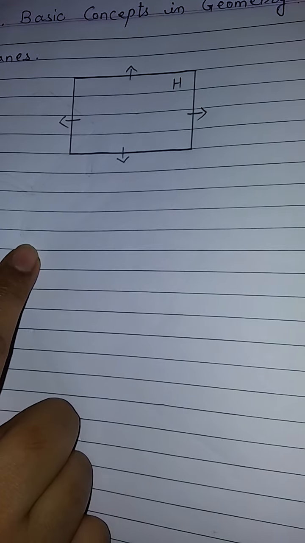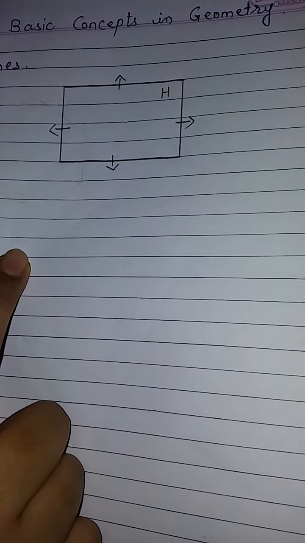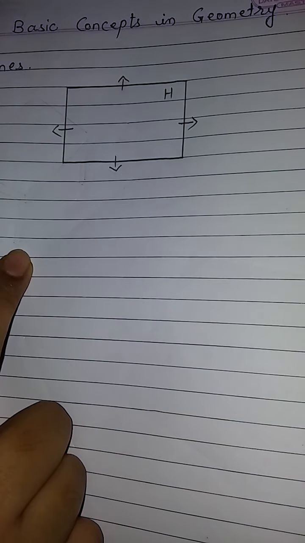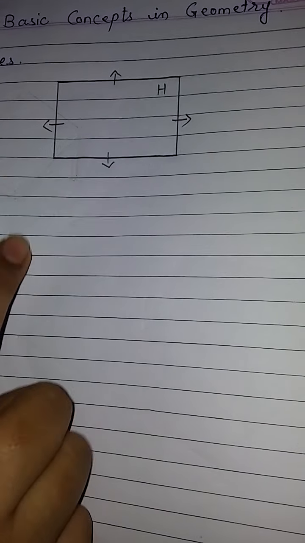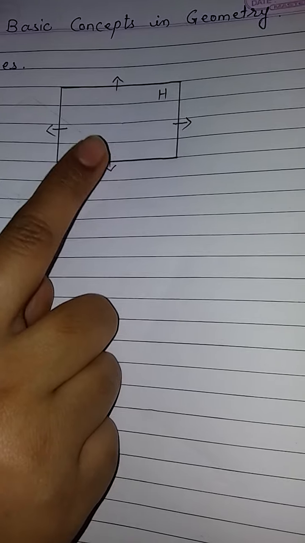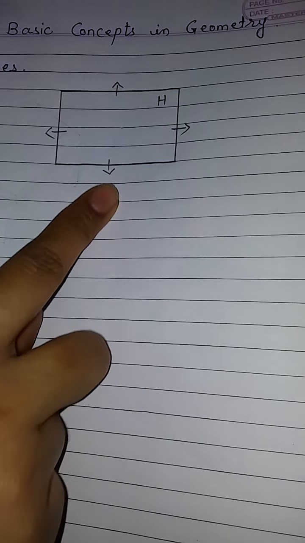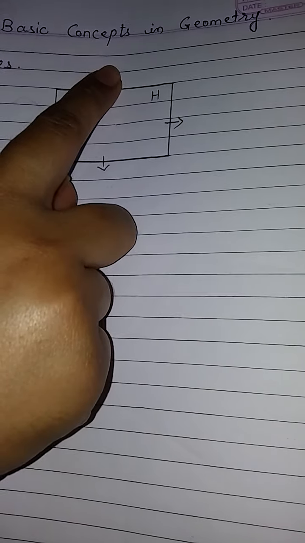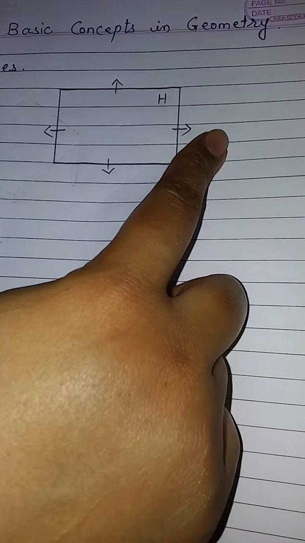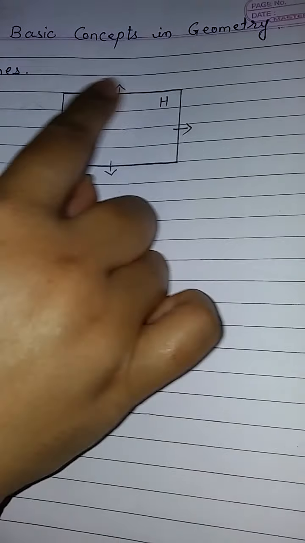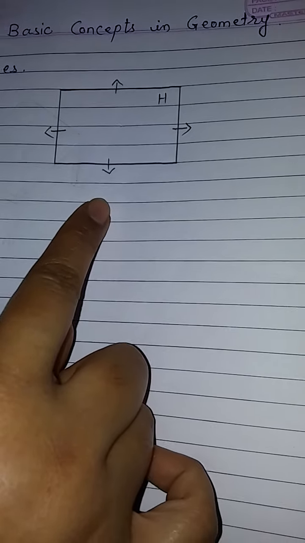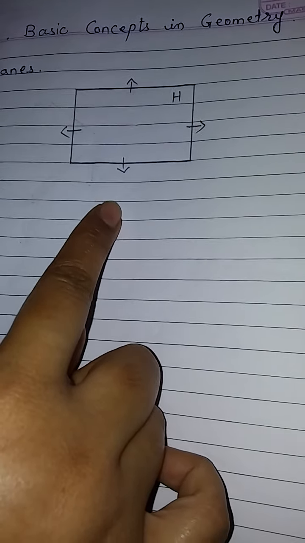Even though we draw a suitable small figure of a plane, it actually extends infinitely in all directions. Means this plane is infinite in all directions. Means this direction also, upward, right side and left side. Means in both directions this plane can be increased infinitely.